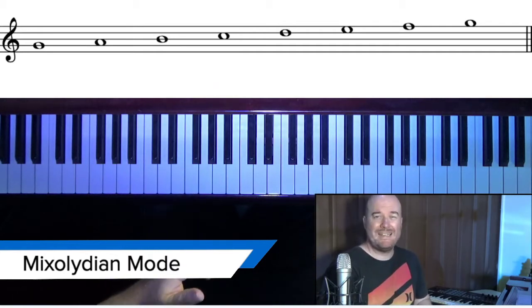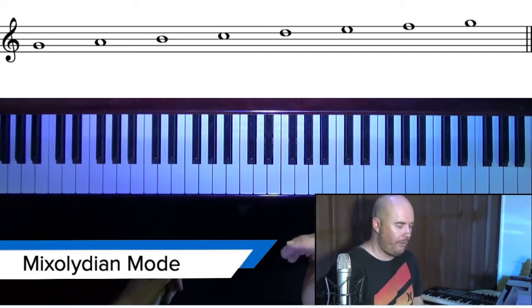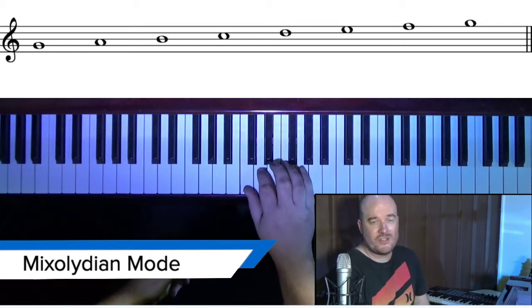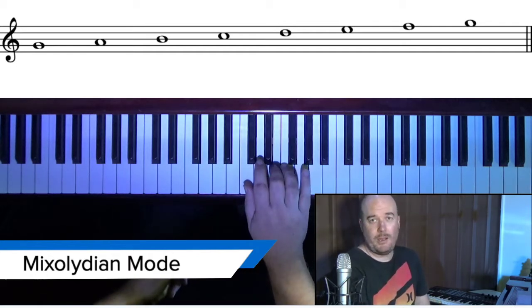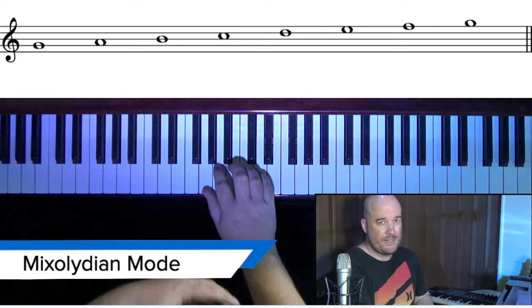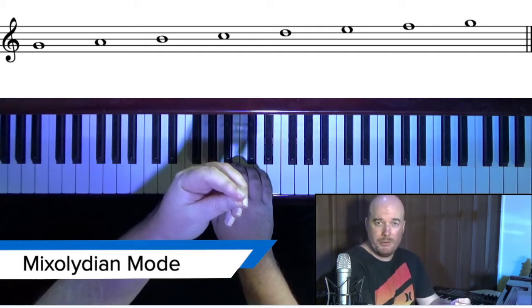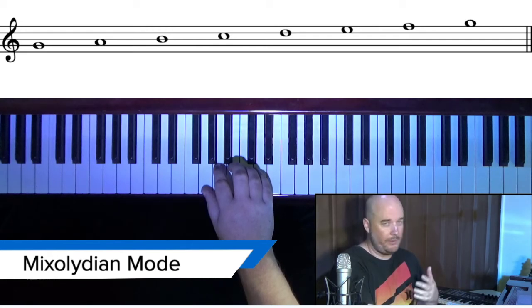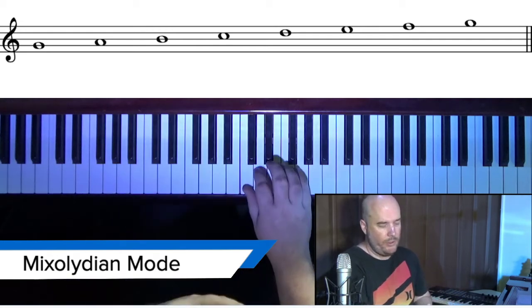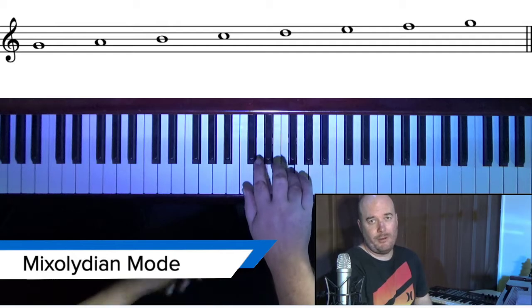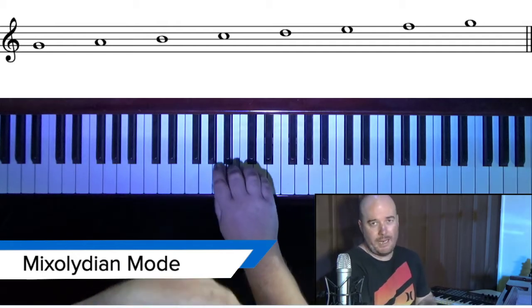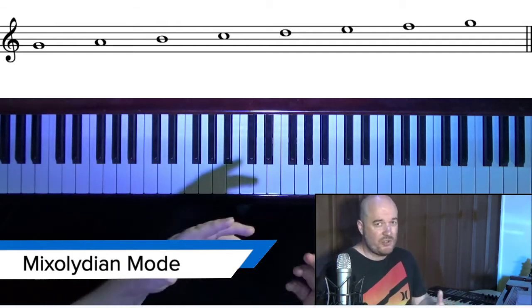Another way to look at it is to flatten the seventh note. Normally a G major scale would have an F sharp in it, right? So the Mixolydian mode, another way of thinking of it, if you want to think of it as a parallel mode, is that all you've got to do is lower the seventh note. Then you'll get what you need. Okay, so that's two ways to think of it.